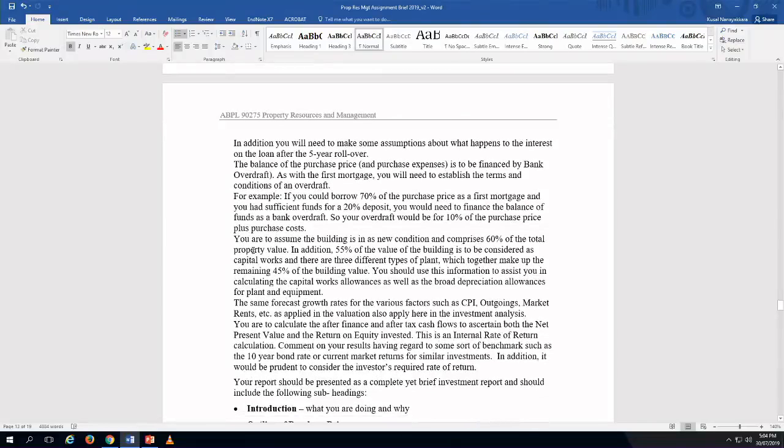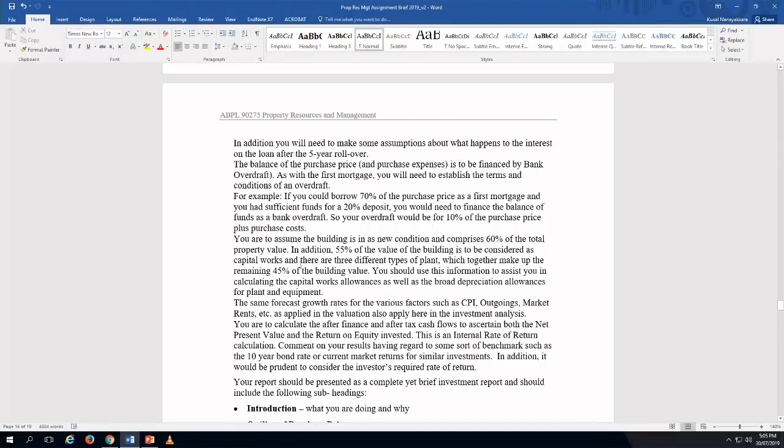Alright. You are to assume the building is in new condition and comprises 60% of the total property value. This comes to taxation again. Building condition is very good. Value of the total property, say it's 100%, 60% is the building value, 40% for the land value. In addition, 55% of the value of the building is to be considered as capital work.